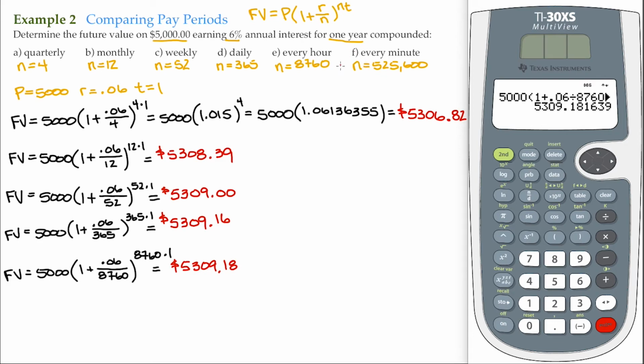Let's try the final one here. F, every minute. So the future value, $5,000 times 1 plus 0.06, except we divide that by 525,600 pay periods. How often is this rate going to affect our $5,000 throughout the year? 525,600 times. Holy smokes. Multiply that to the number of years. It just happens to be 1.